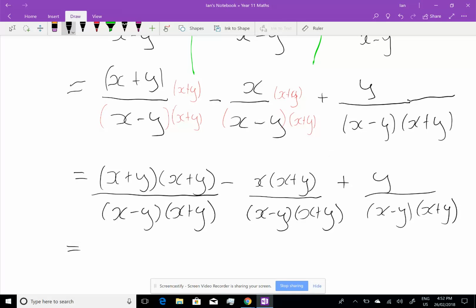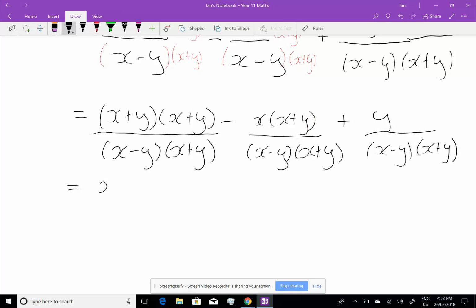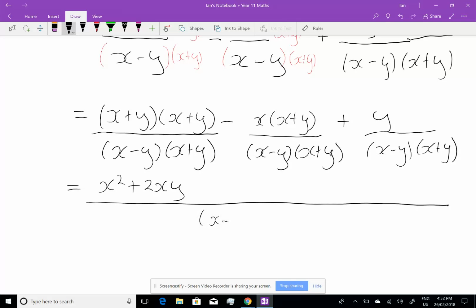Which equals x squared plus 2xy. And I'm going to just write this over one big fraction now because it's the same thing, x minus y, x plus y. I've got to be careful here. This negative is going to play some havoc here. So negative x times x squared and negative x times y. So that's going to give me minus x squared minus xy. And then I've just got a plus y here.